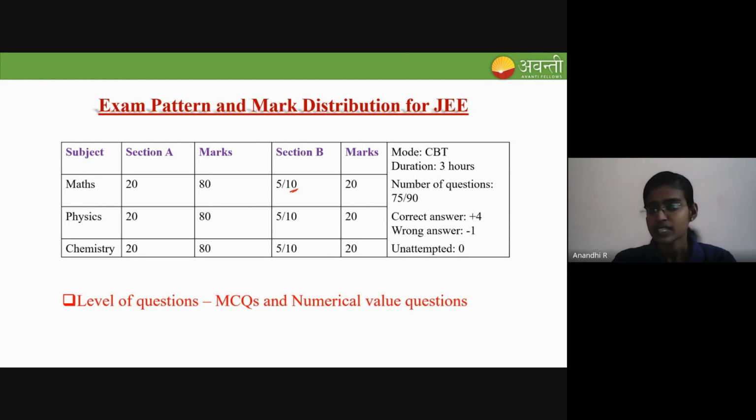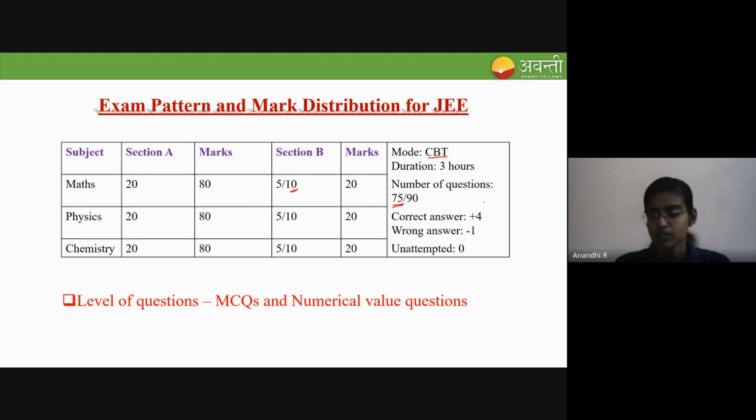The mode of examination is computer-based test. The duration is 3 hours for this exam. Since we have 30 questions in each subject, we have 90 questions, and we are attending only 25 from each subject. So 3 into 25 becomes 75. Out of 90 questions in your question paper, you are going to attend only 75 questions.